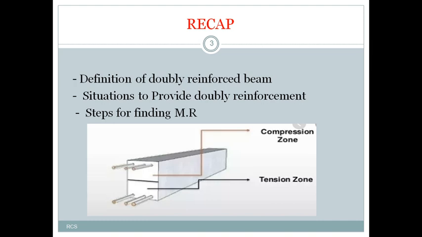Sometimes you may get XU greater than XU max. That means the actual depth of neutral axis exceeds the limiting depth, so we substitute the maximum depth of neutral axis in place of the actual depth in the moment of resistance formula, which is provided in your code book, or I will explain here also. With these steps, now we will solve some numericals for calculating the moment of resistance of doubly reinforced beams.